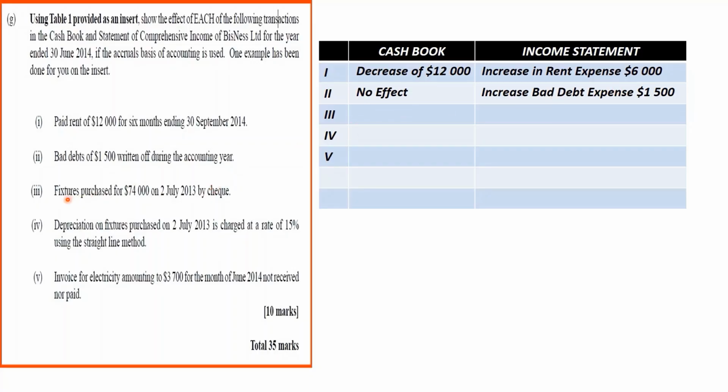The next item, fixtures purchased for 74,000 on 2nd of July 2013 by check. Okay, so this is in the first month of the financial year, 2nd of July, and it's going to decrease our cash at bank by 74,000. The income statement, on the other hand, will have no effect.